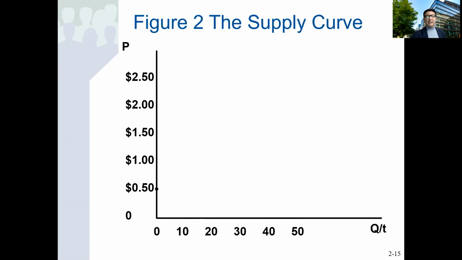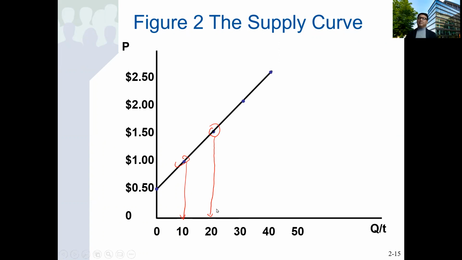So here's what the supply curve looks like. Here's one, two, three. At a price of $1, let's say, the supplier is willing to produce about 10,000 orange juices. And at $1.50, the supplier is willing to produce about 20,000 orange juices, and so on and so forth. So if you plot this line all the way, it's going to be a straight line. This is for the suppliers, the people who are making or selling.